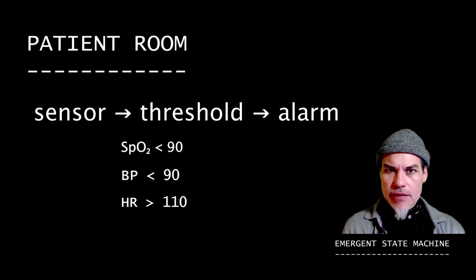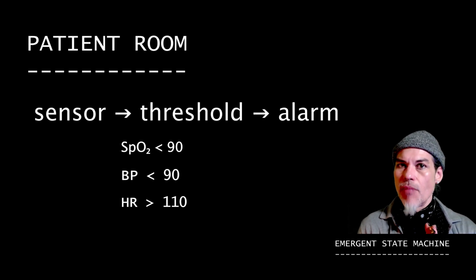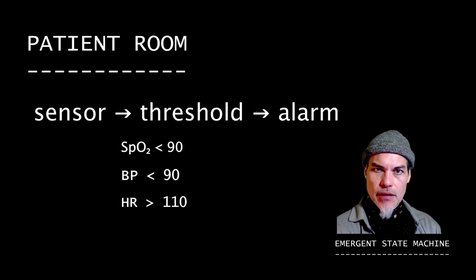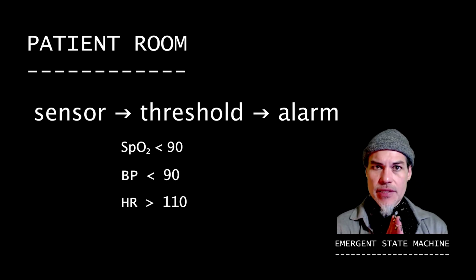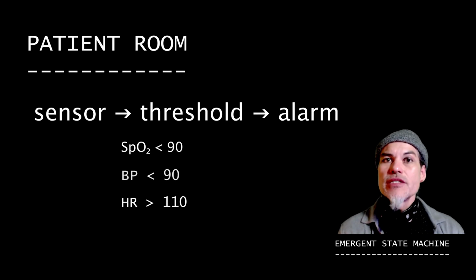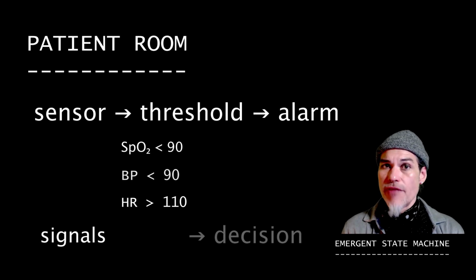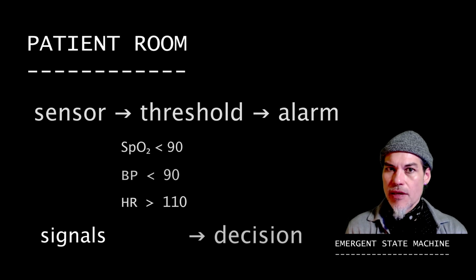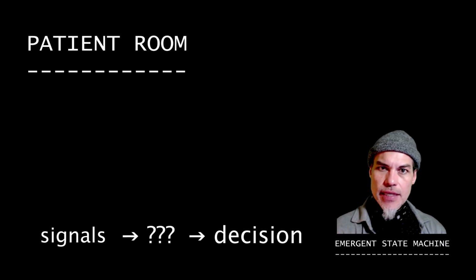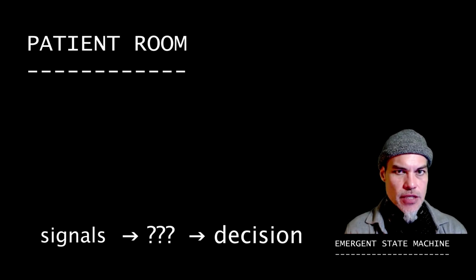The issue isn't that we don't have enough sensors. The issue is that most monitoring systems treat each signal independently. But clinicians rarely interpret signals in isolation. They interpret patterns. Modern systems are very good at collecting signals. Increasingly, they are also very good at predicting risk. But there's still a missing question. How do signals actually turn into structured decisions?